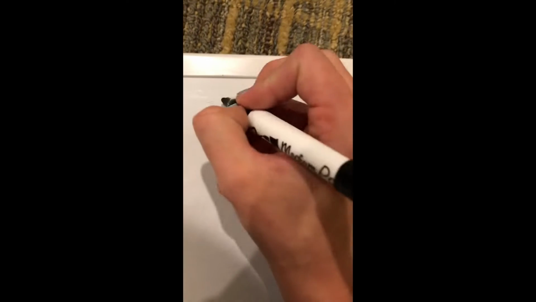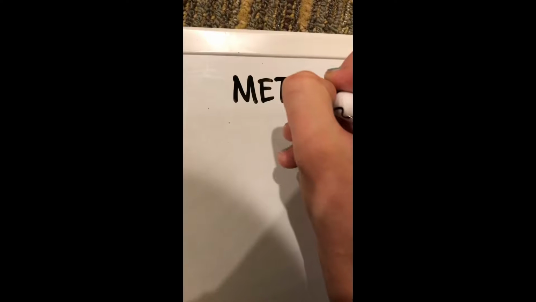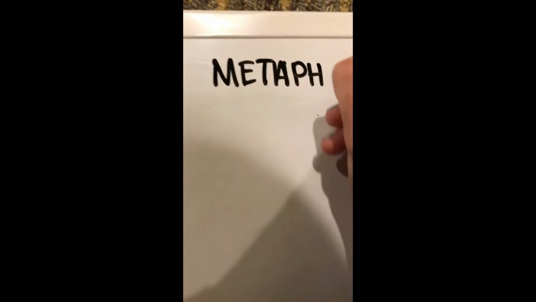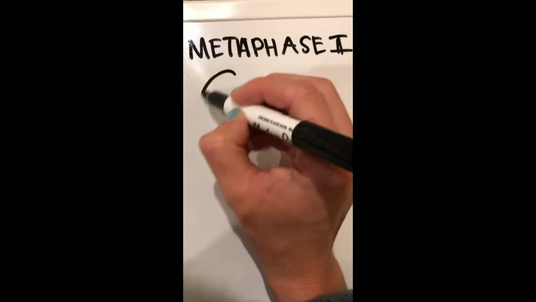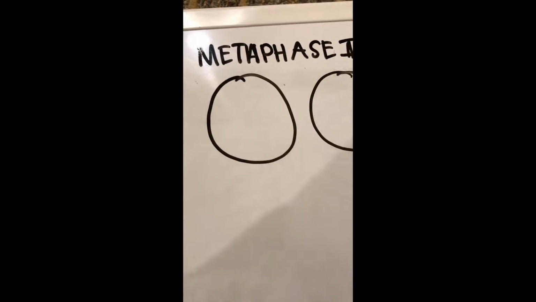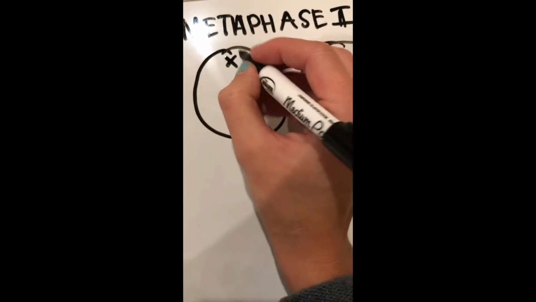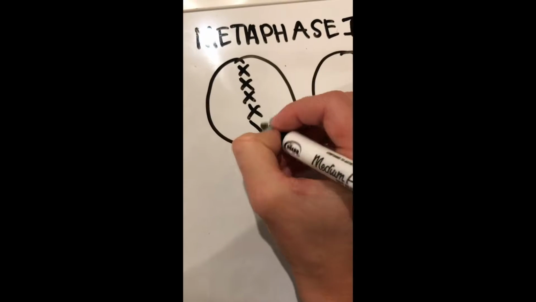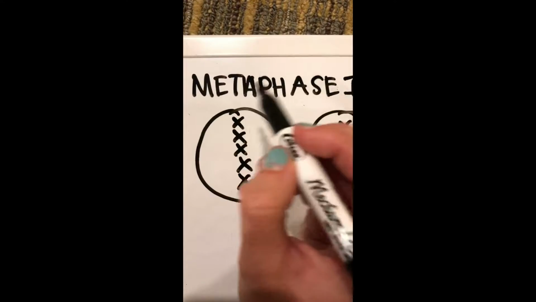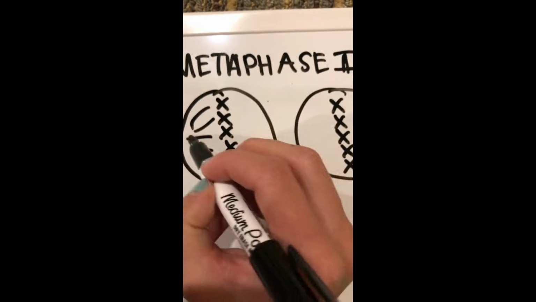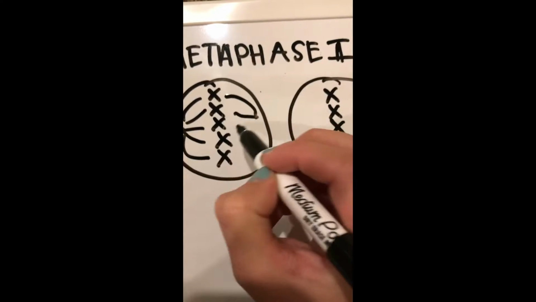And then metaphase 2 happens, which is where the chromosomes in both cells line up in the middle, except it's in single file this time instead of in pairs. All the chromosomes are lined up in the middle in single file, and this is where the spindle fibers start to form again. You get the centrioles at the end.